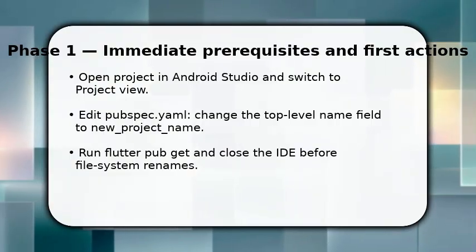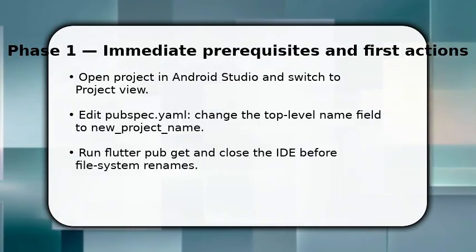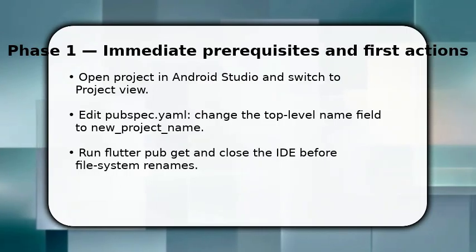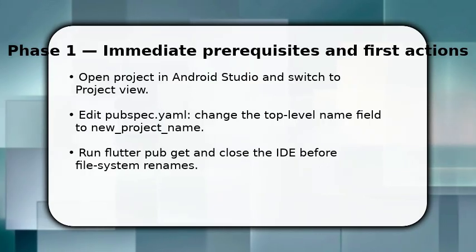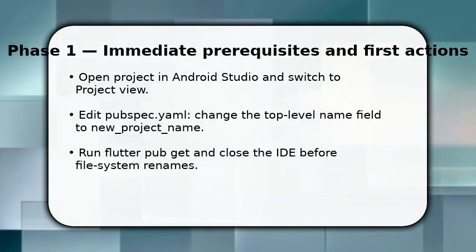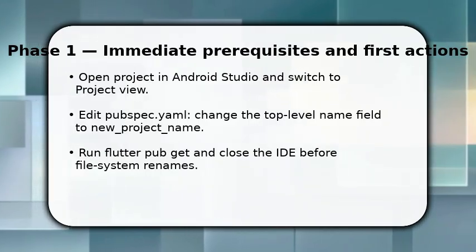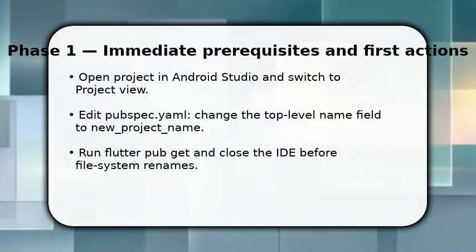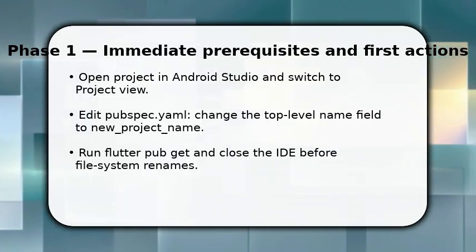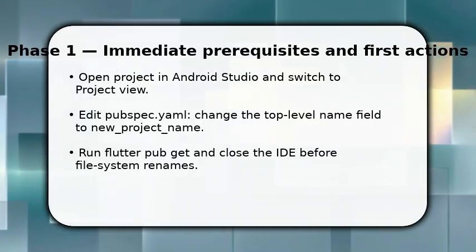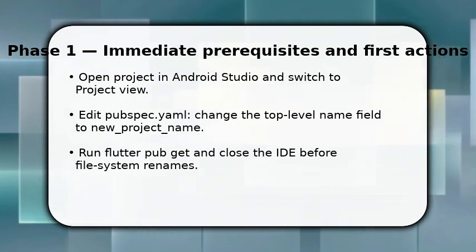You begin by changing the Flutter project identity at the source. Open Android Studio in Project View and edit pubspec.yaml immediately. Change the top-level name to the new project name, then save and run flutter pub get to ensure dependencies remain intact. Once done, close Android Studio before renaming the project folder on disk. This prevents cache conflicts. Make sure the folder name and pubspec name match, because Flutter tooling and packages rely on that single canonical project name.